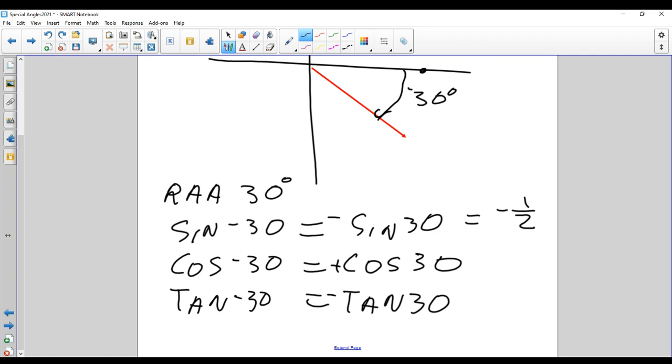How about the cosine of 30? Yes. Am I changing the sign on that? No. How about the tan of 30? Yes. Negative 1 over root 3.